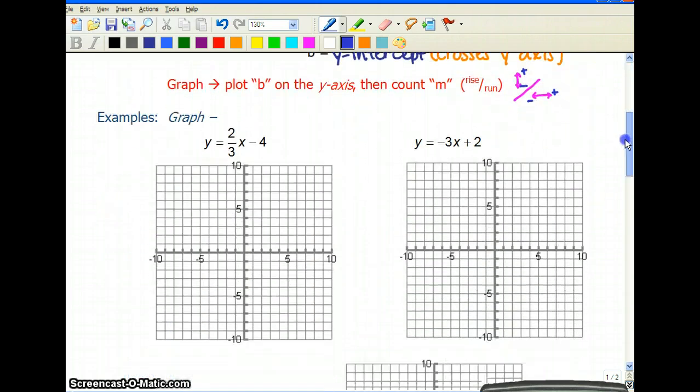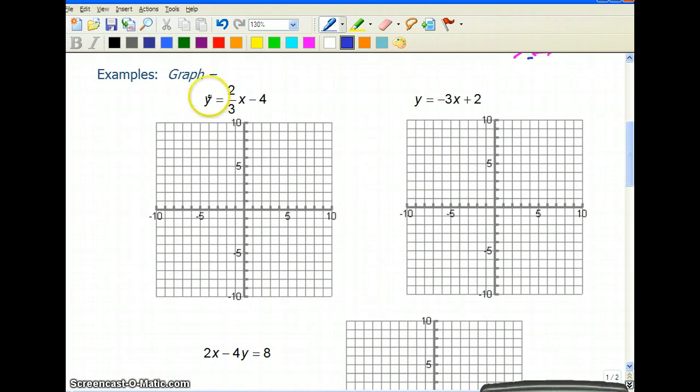So let's practice a couple. Number 1, graph y equals 2/3 x minus 4. Okay, the first thing we want to know is what's b. b is simply -4. So our directions above said to plot b, where at? On the y-axis. So which one of these is the y-axis? This is our x-axis, this is our y-axis. So if we're going to plot b on the y-axis, we're going to go to -4. 1, 2, 3, 4. That's where we start.